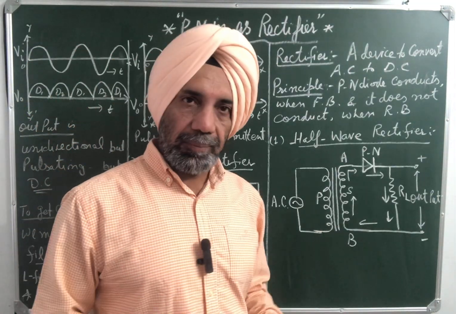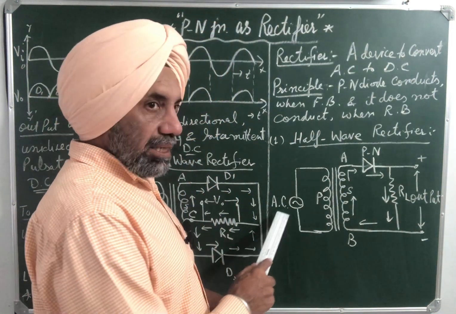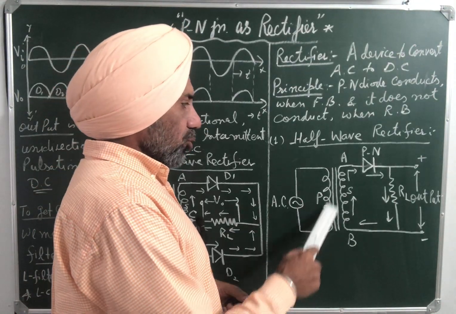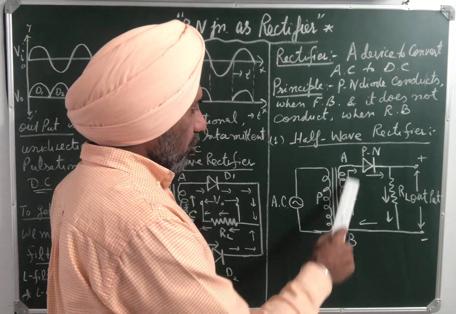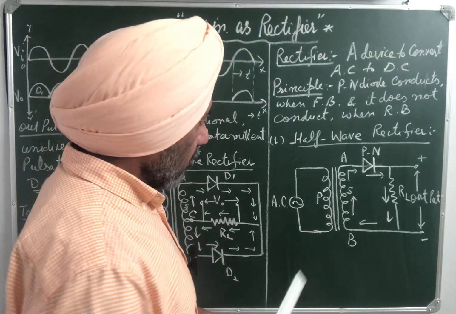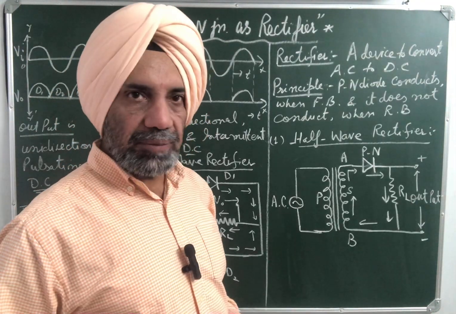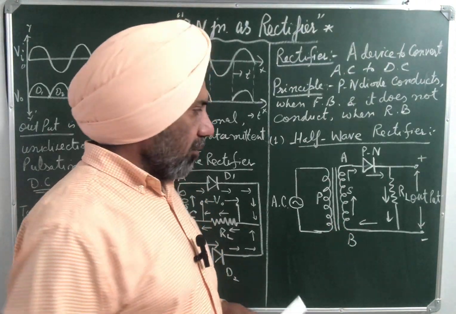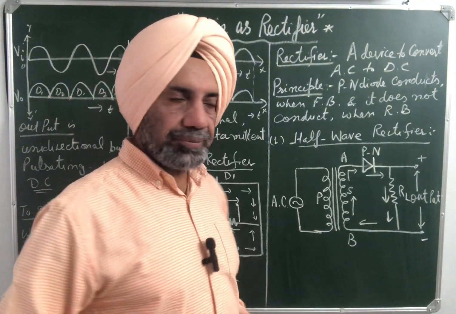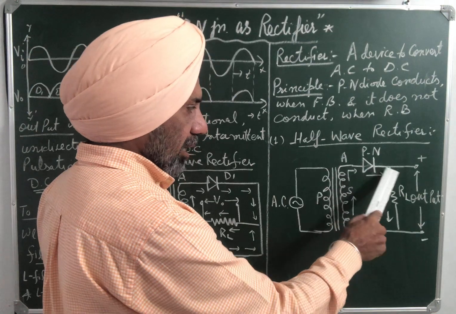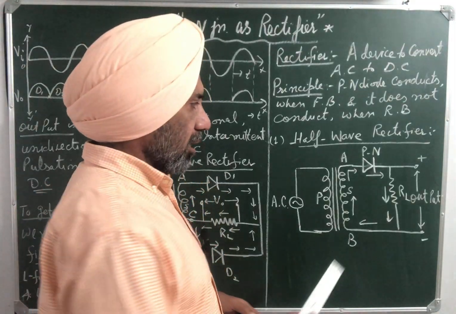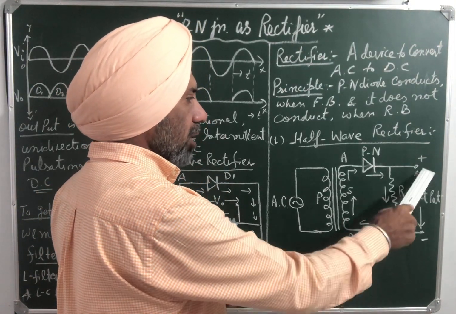Now its working. When AC is applied across the primary of the transformer, then due to mutual induction, an induced EMF is produced in the secondary of the transformer, which is the principle of the transformer. Suppose the positive half cycle falls and A is positive. Then the PN junction diode becomes forward biased, it conducts, and current flows through the circuit in the direction of the arrows as shown in the figure, and we get output across the load RL.